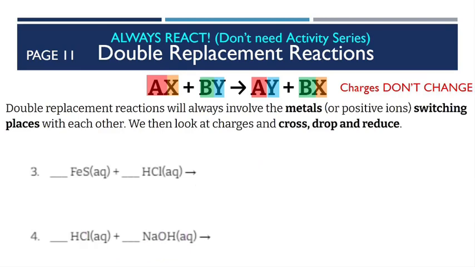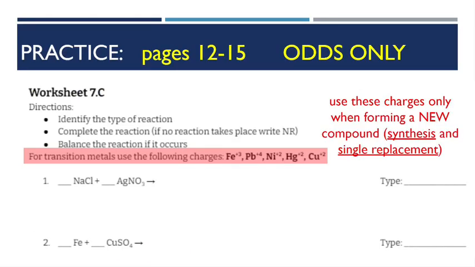So at this point, what we need to do is start predicting products on our own. And so you are doing what seems like a lot, 12 through 15, but we're only doing the odds. So it's really not that many problems, and most of them are pretty spread out on the page because you're going to be writing out these reactions.